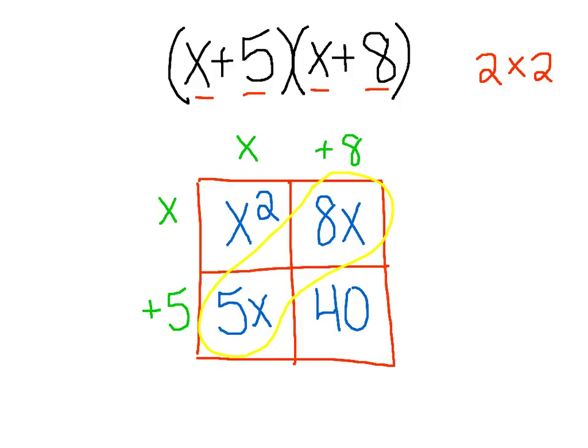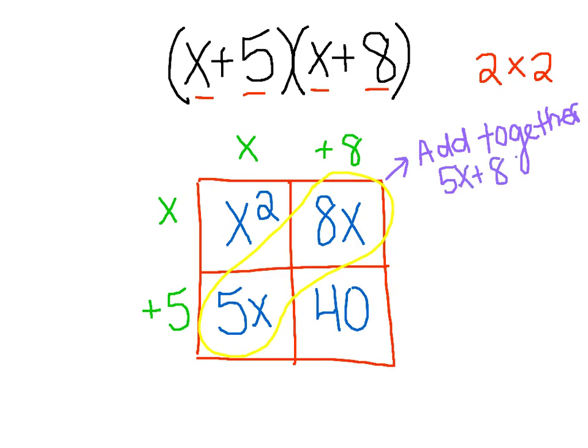So essentially, once we've made this box, we're adding together every single square. So x squared plus 8x plus 5x plus 40. However, as I said, with the diagonal, you can see 5x plus 8x. We know that these add together, and that becomes 5x plus 8x, which equals 13x. So immediately we can put our answer together, saying x squared plus 13x plus 40. And that is our final and simplified answer.